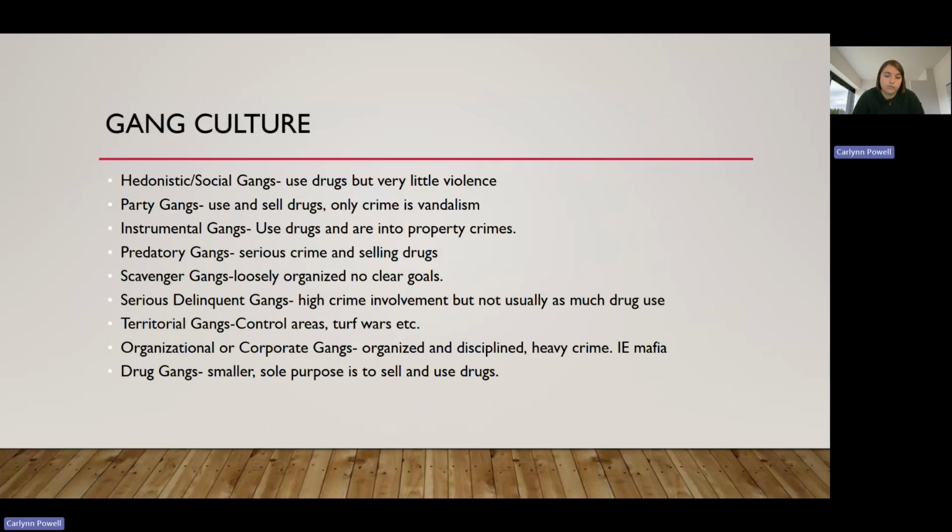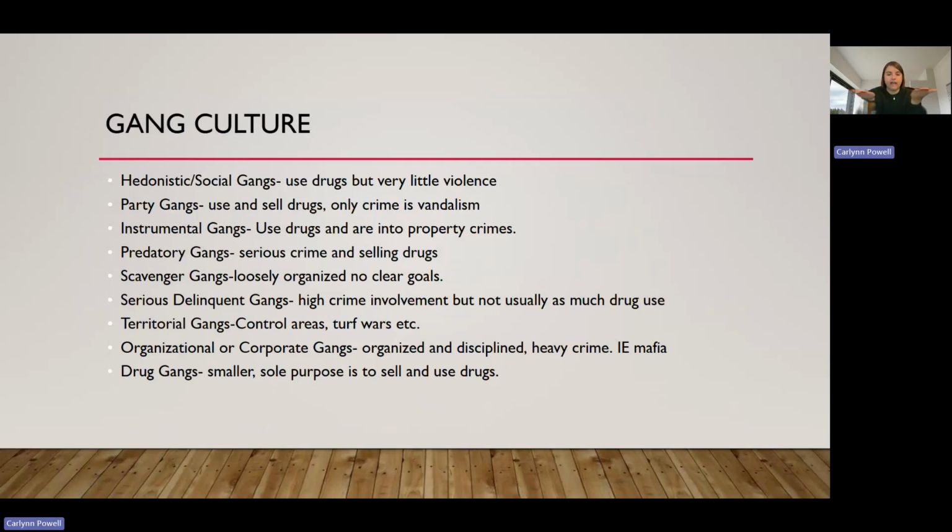It's just kind of groups of people together that identify under the gang umbrella. So then we have serious delinquent gangs. This one is like really high crime involvement, but not much drug use. Now we're kind of getting onto the other side of the spectrum, where at the beginning, the drug use was high and the crime was low.